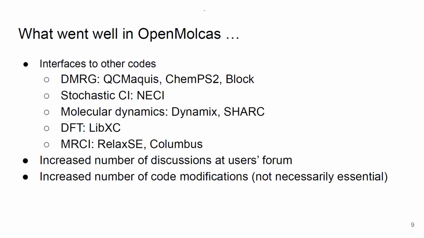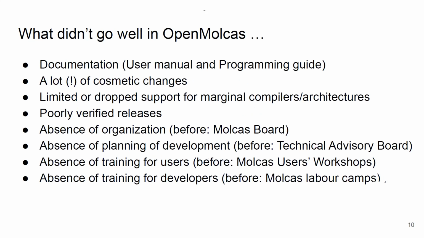So what went well with the development of OpenMolcas? I think the greatest achievement is that we are now connected to very many other codes. Very many packages, like in the DMRG domain, on the stochastic side, molecular dynamics, DFT libraries which we can now use, and several MRCI codes are connected to OpenMolcas. This is a really good thing. We also have an increase of users, some discussions in the user forum, and a big amount of new changes. Not all of them make sense, but at least it's a big amount.